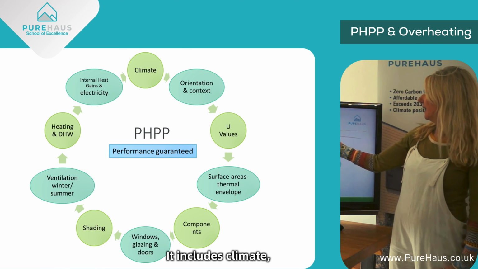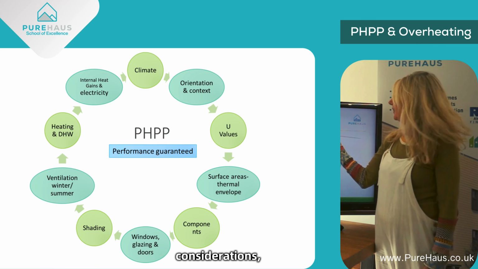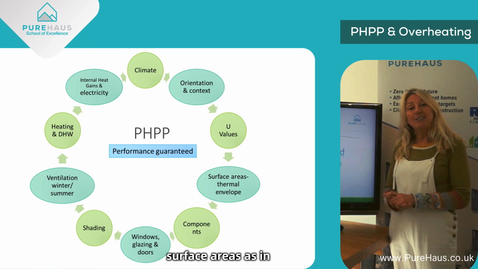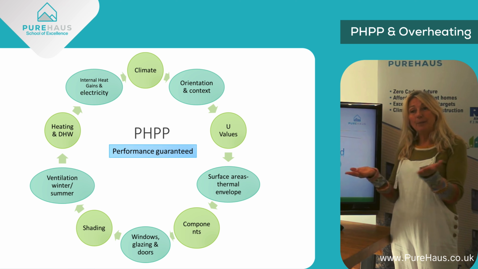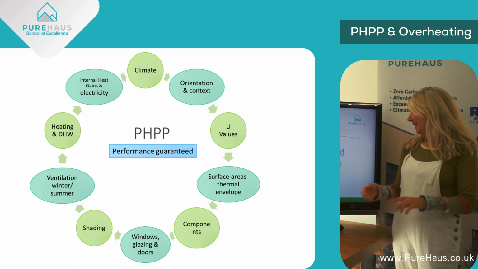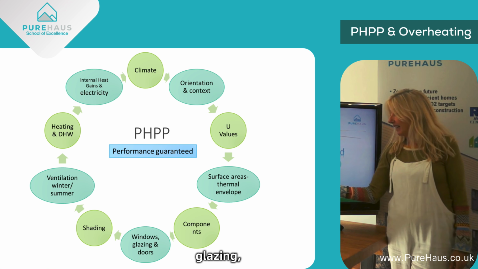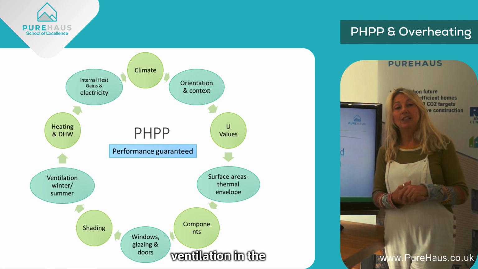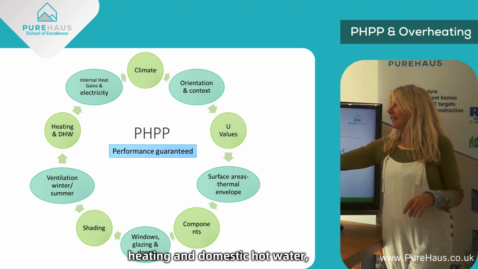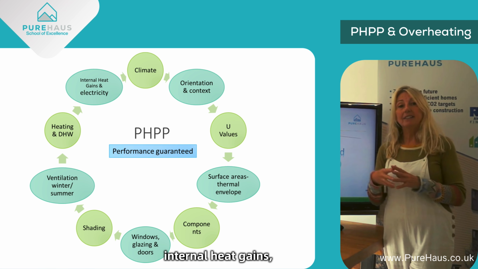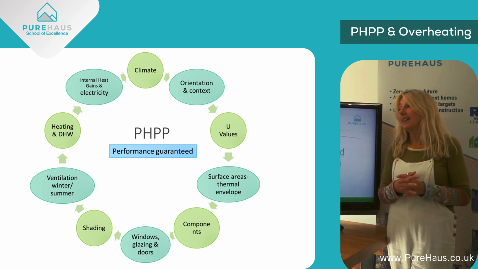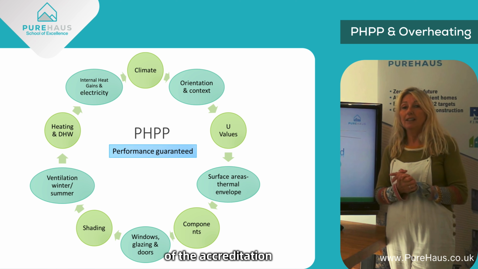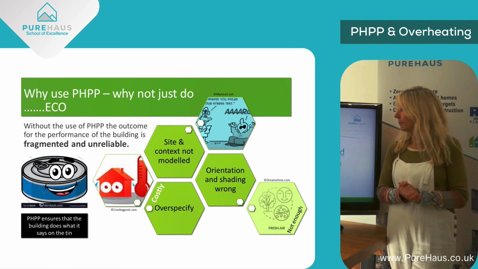It includes climate considerations, orientation, context, U values, surface areas, as in the thermal envelope in all three dimensions, components, windows, glazing, doors, reveals, shading, ventilation in the winter and the summer, heating and domestic hot water, internal heat gains, electricity use, and its performance is guaranteed in terms of the accreditation from the Institute.